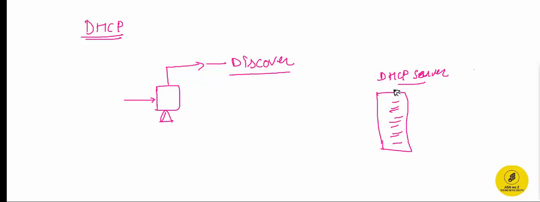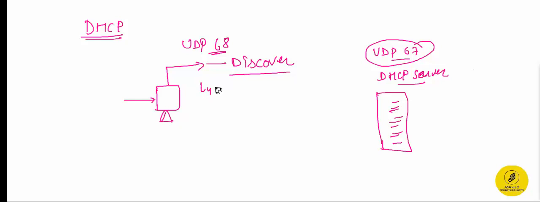The DHCP server listens on port UDP 67. When the client sends the discover packet, this packet is initiated from the client machine using a source port of UDP 68. So the client machine creates a packet. The layer 4 information in this packet will have a source port of UDP 68 and a destination port of UDP 67. Right?